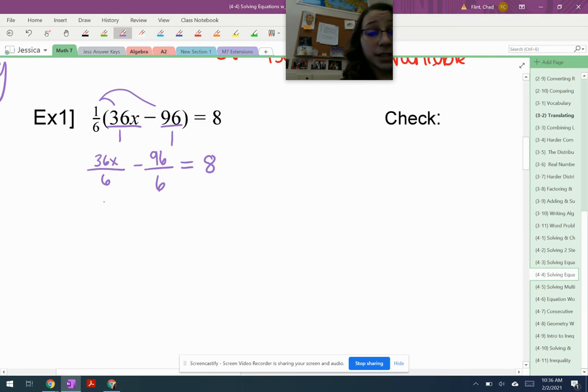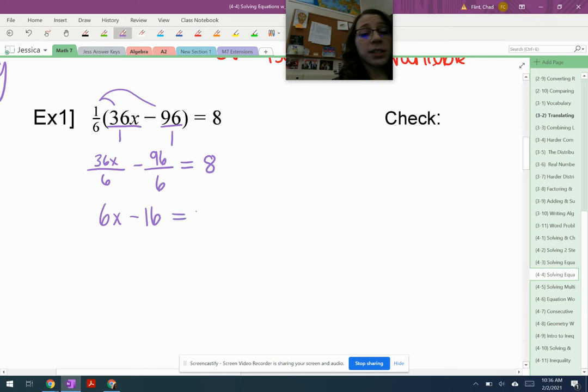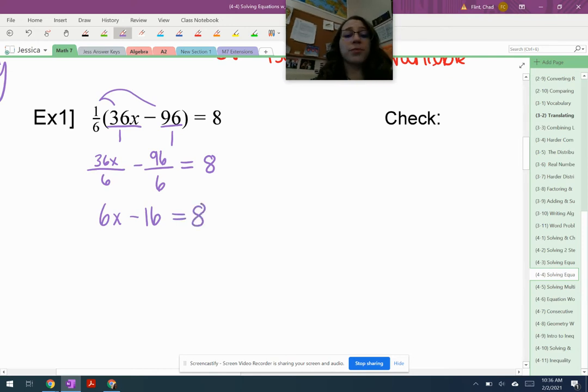36x divided by 6 is going to be a nice normal 6x. And 96 divided by 6, I'm going to jump to my calculator because I don't want to do that in my head, ends up being 16. So I kept that minus sign in the middle. So 6x minus 16 is equal to 8.